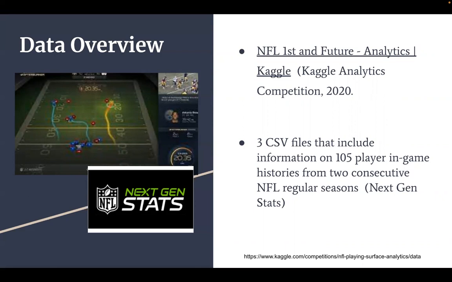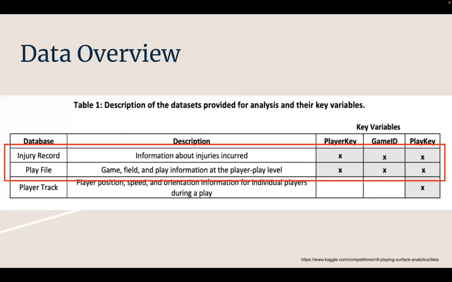So the important thing to emphasize is this is injury data. Every individual included in this data was injured. There were no non-injured participants. The 3 files provided are below in the table. The 2 that I'm going to be utilizing for my analysis are the injury records, which are information about the injuries that occurred, and the play file that includes game, field, and play information at the player play level during these injuries.